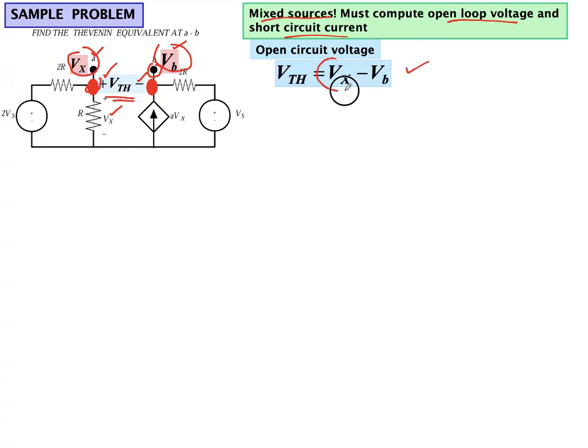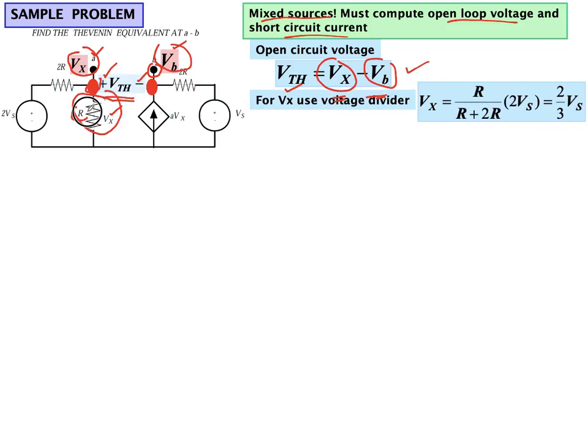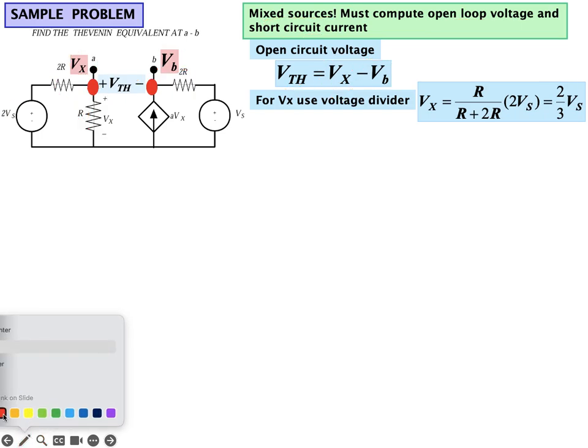So we need to find what Vx is, and we need to find what VB is. You plug those values in, you will get V Thevenin. So if we look closely, what is Vx? Vx is just the voltage division across this resistor. So we can find Vx as this resistance in the numerator divided by the sum of both resistances times 2Vs. You plug the values in, you get Vx. Now we need to find the VB.